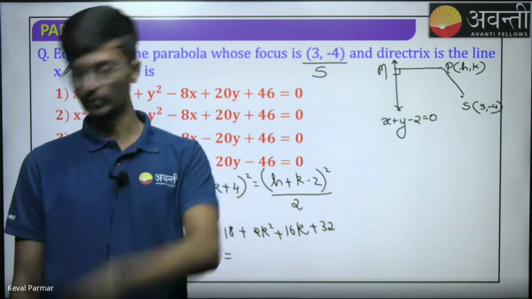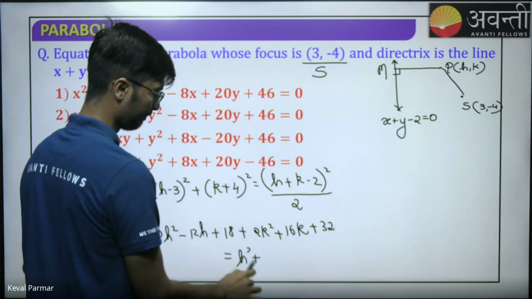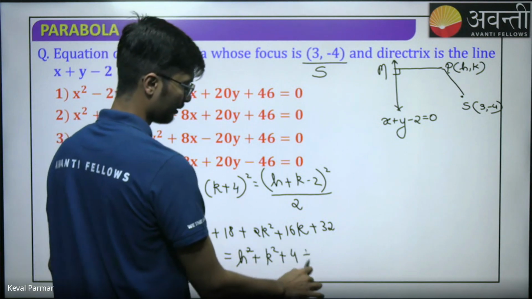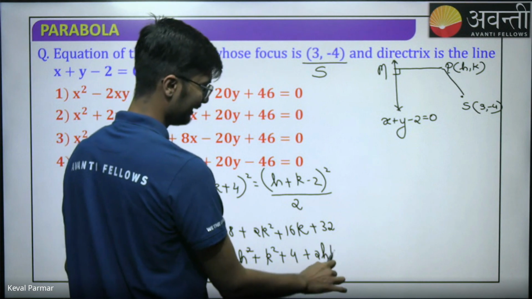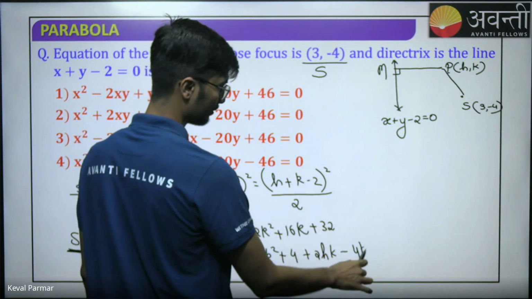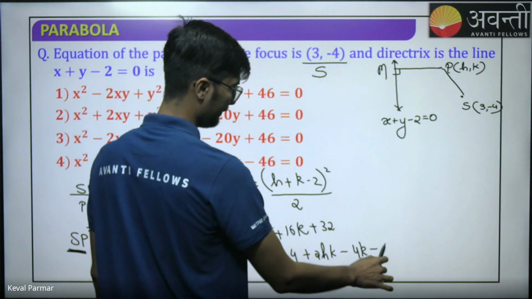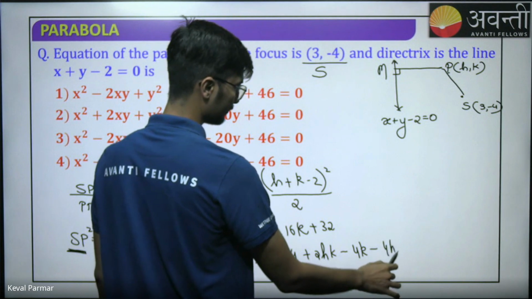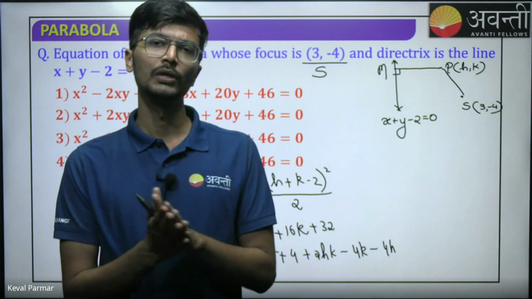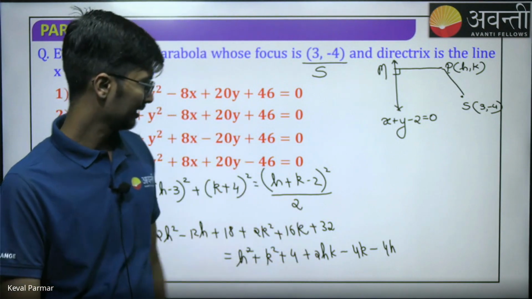plus c the whole square, right? It is a square plus b square plus c square plus 2ab plus 2bc plus 2ac. I hope I have not made a mistake.